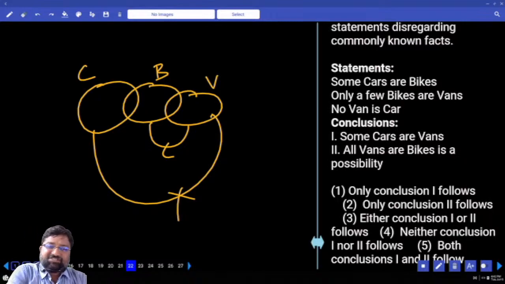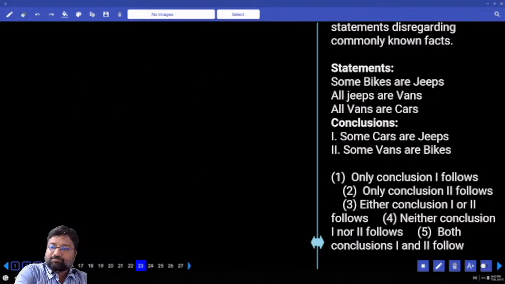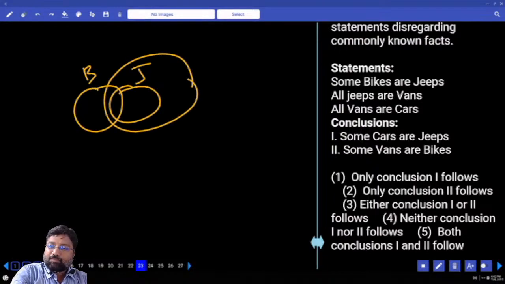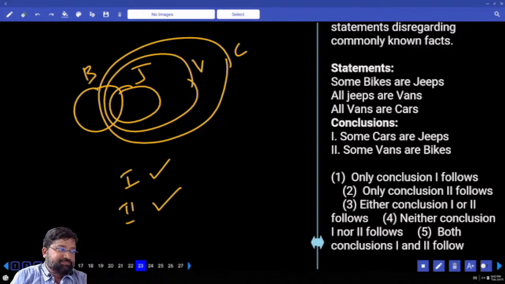Some cars are vans. No. All vans are bikes is a possibility. Can I take all the vans and put them inside bikes? Some cars are jeeps, some vans are bikes. Yes, absolutely, yes, both.